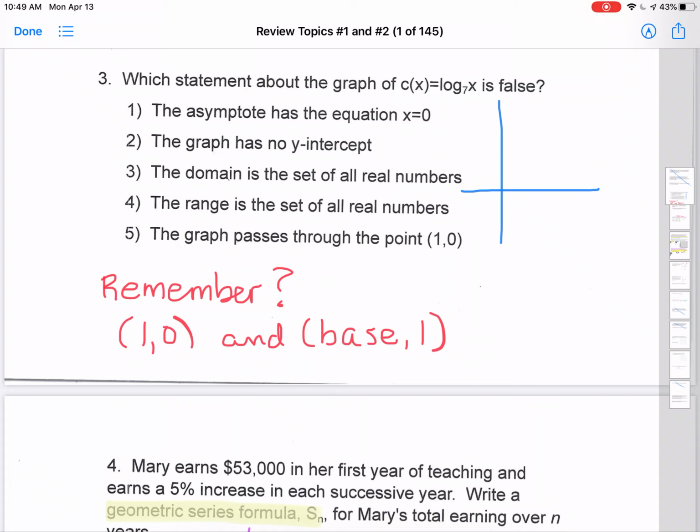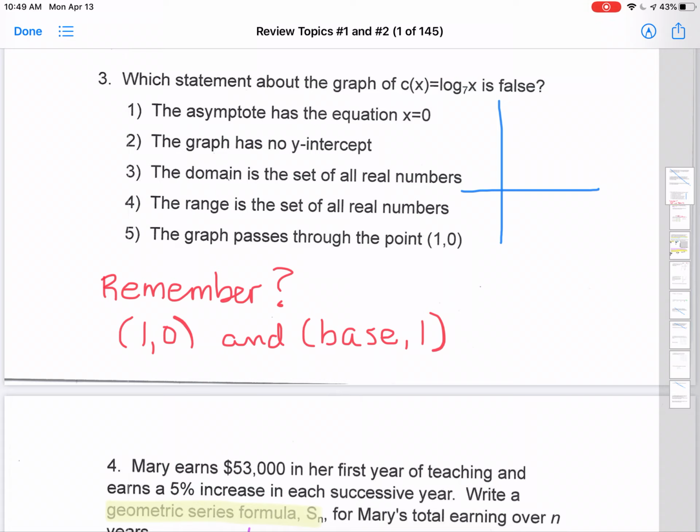All right, so it says, which statement about the graph of c of x equals log base 7 of x is false? What I would love for you to do is to graph it. You can graph it on your calculator, or we could graph it based on what I wrote here below. What do we remember? If we're graphing a log graph that doesn't have any kind of horizontal or vertical shift, it's going to pass through 1, 0. And then remember, it always passes through base, 1.